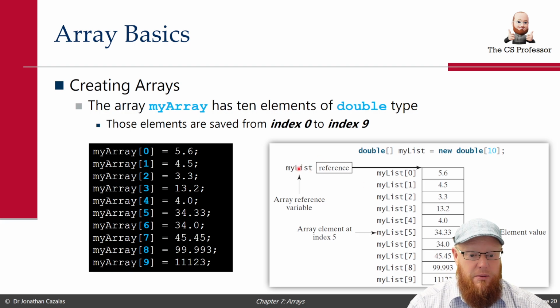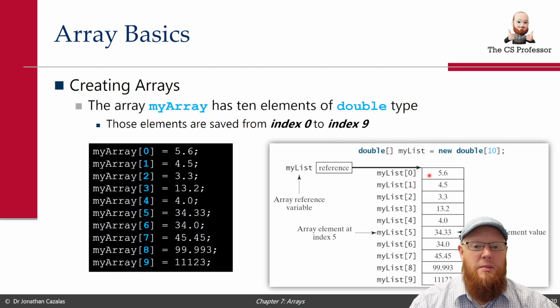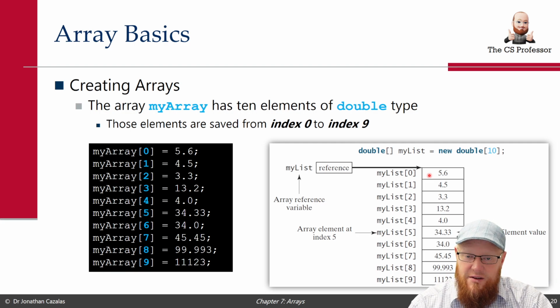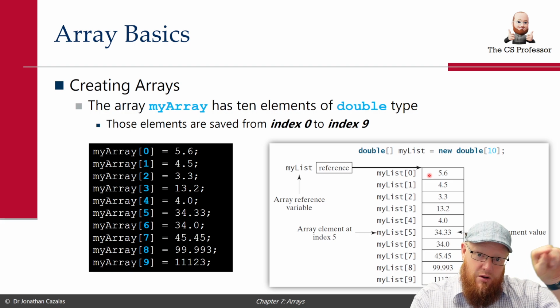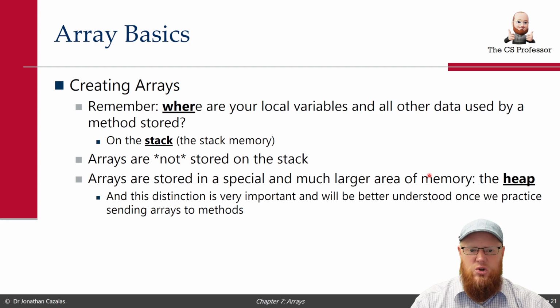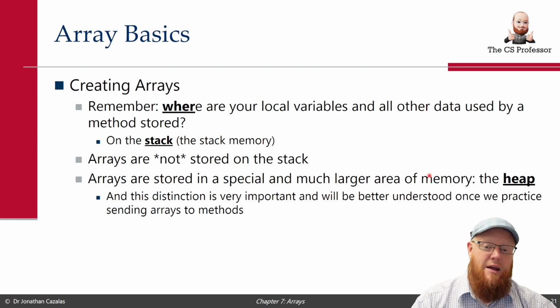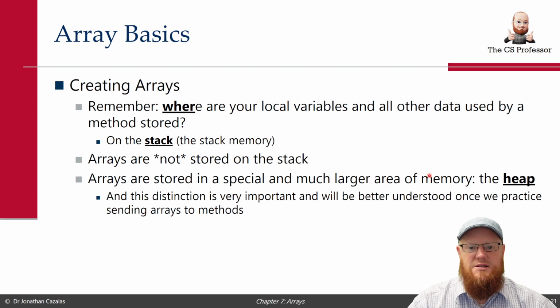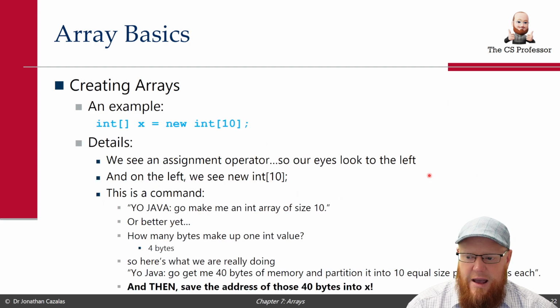Now, this variable mylist, which stores the address of the beginning of that array, which is on the heap, is saved on the stack as a local variable within your running method. But the address that it points to for the array, that address is on the heap. So we have these two areas of memory. This distinction is very important, and we'll understand it better as we practice more and more with arrays and sending arrays to methods. We're actually going to be sending just an address.